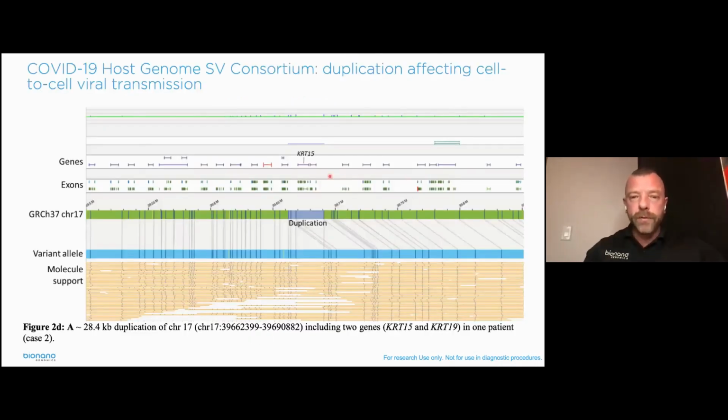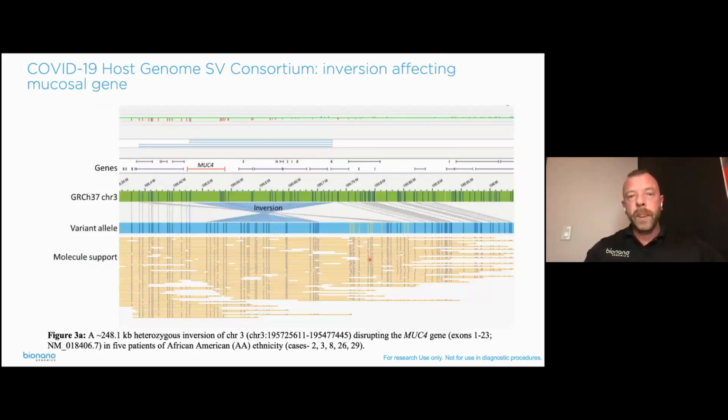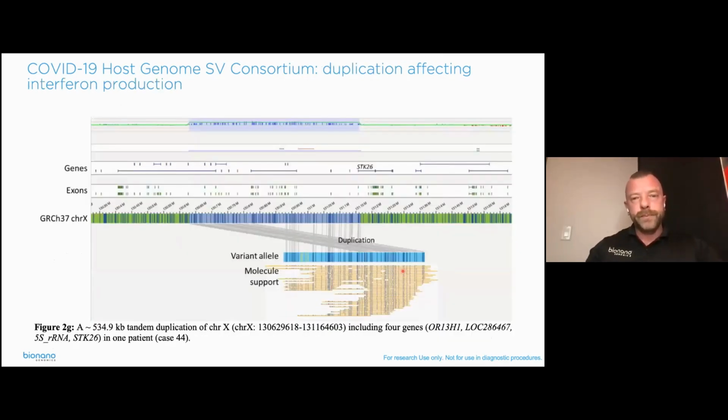Here's a case of a duplication that was detected, and you see how beautifully these maps here show this duplication affecting one of these genes involved in cell-to-cell viral transmission. Here's an inversion that affects a gene involved in the mucosal function and is important in allowing the entry of that virus into the lung cells.